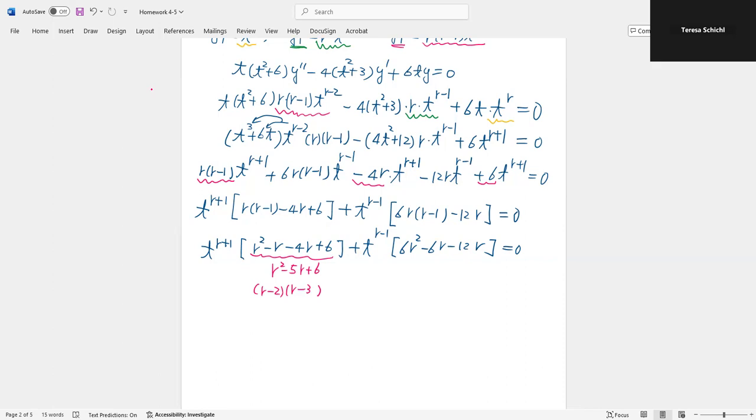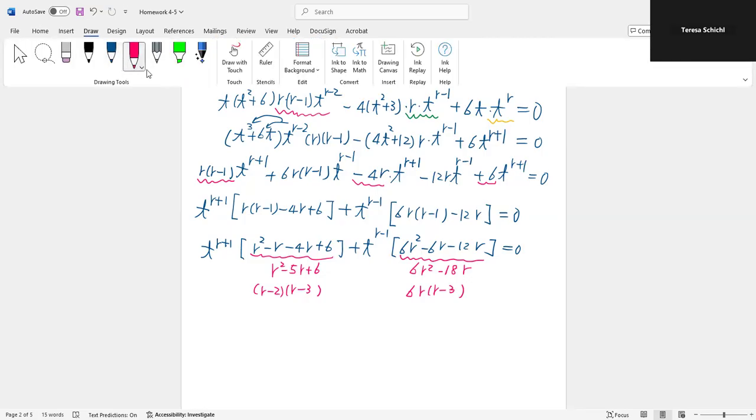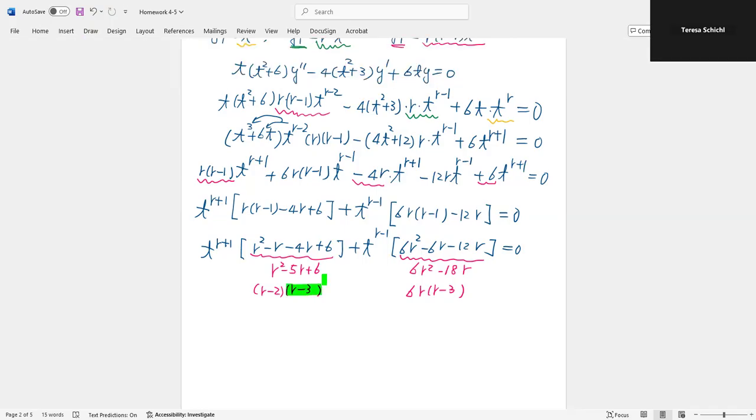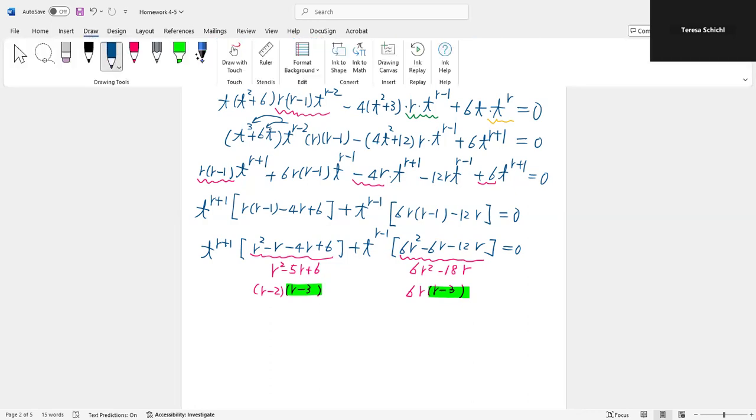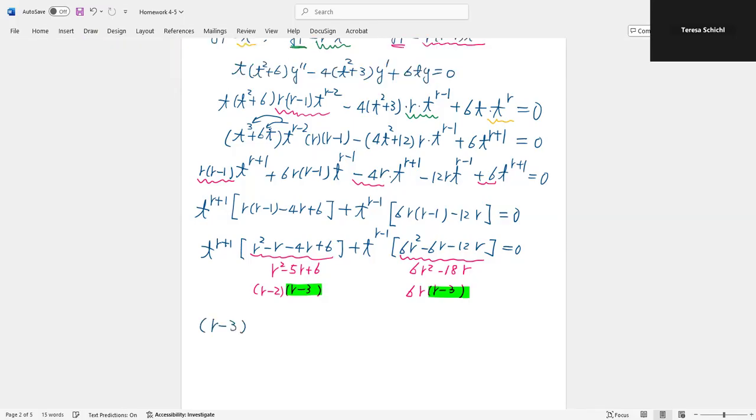And this one is 6r squared minus 18r. So for this one here, this is 6r squared minus 18r, so I can take the 6r out and factor that as r minus 3. As you can see, I find something very good here. Both of them have this factor, right? Okay, so now what I can do is factor the r minus 3 out.